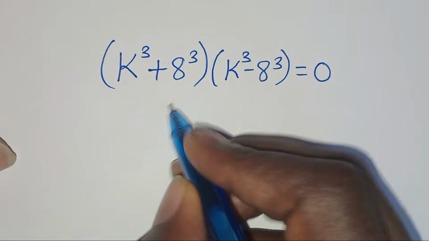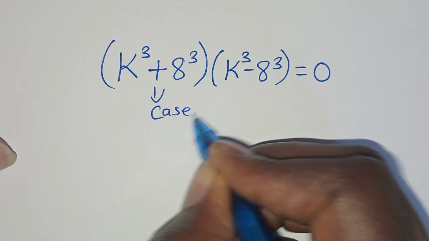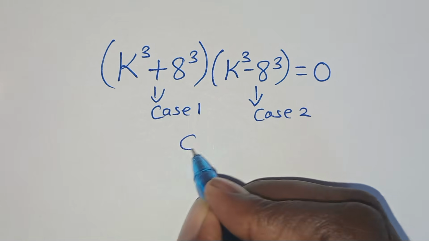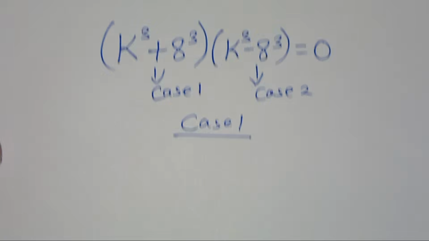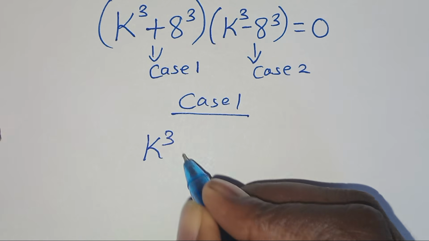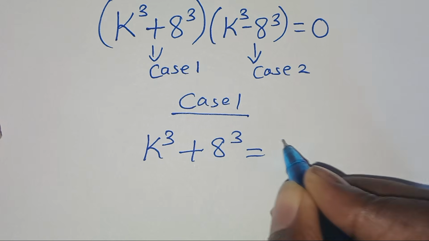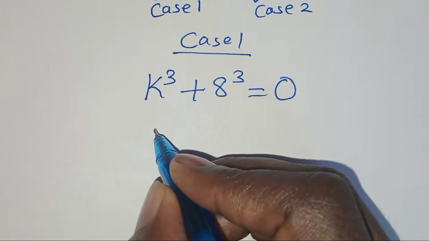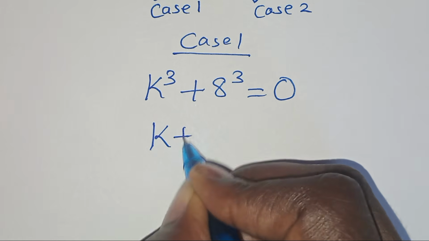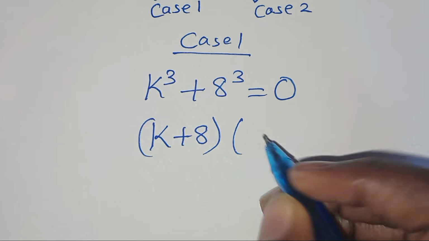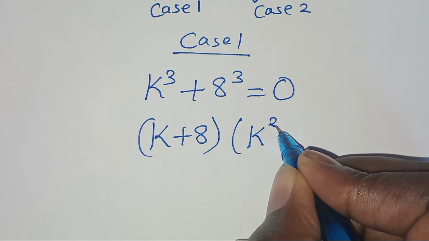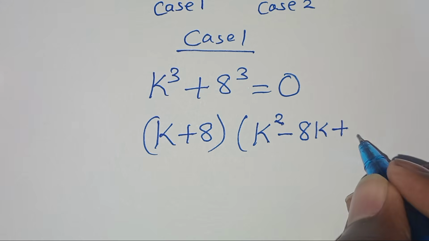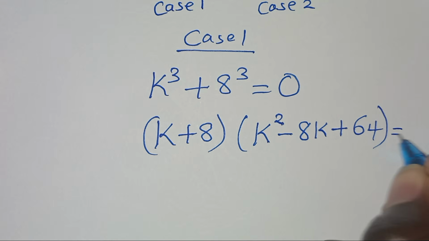Now here we have got two cases. Let's call this case 1 and let's call this case 2. So in case 1, we have k^3 plus 8^3, which is equal to 0. So this means that this is the sum of two cubes that we can express as (k plus 8) into the parentheses, (k^2 subtract 8k, then plus 8 squared, which is equal to 64). This is equal to 0.